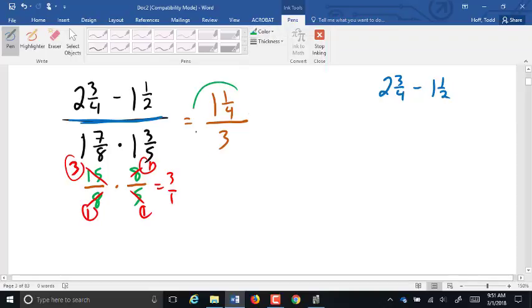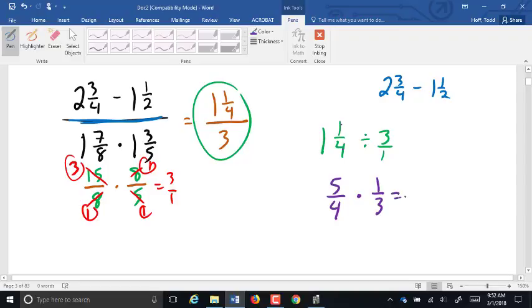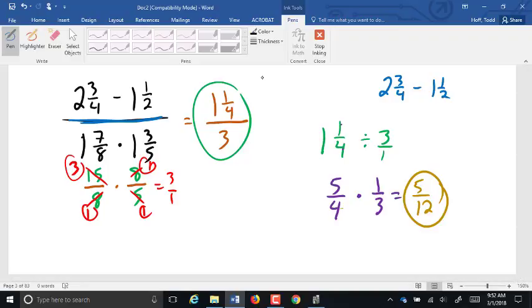Now we have division here. 1 1/4 divided by 3. I'm going to treat that as 3/1. 1 1/4. 1 times 4 is 4, plus 1 is 5/4. Instead of dividing by 3/1, I'm going to multiply by 1/3. 5 times 1 is 5. 4 times 3 is 12. We get 5/12. What do you think? Not so bad?